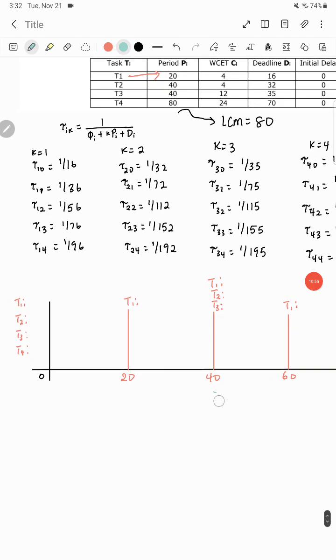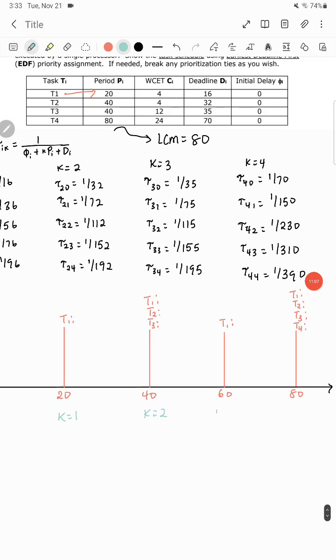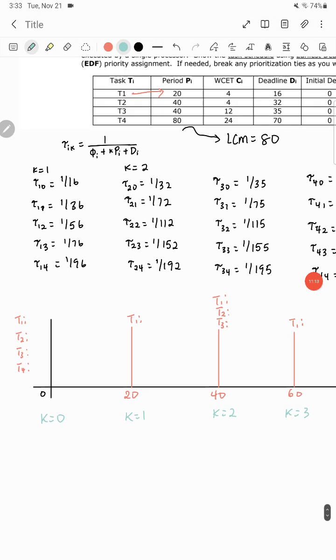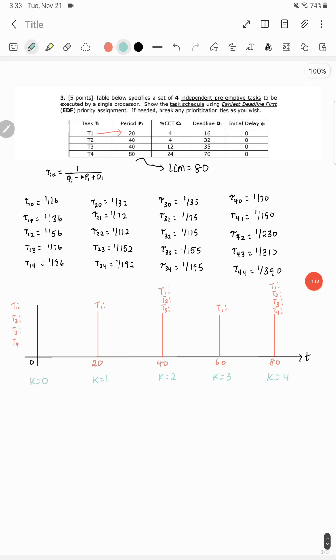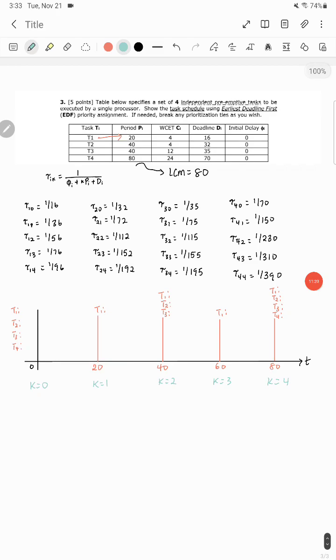Oh, sorry, I think I made a mistake. This is k equal to 0, this is k equal to 1, k equal to 2, k equal to 3, and k equal to 4. So yeah, this was where I made the mistake. Okay, so you have k equal to 0, k equal to 1, and k equal to 4.